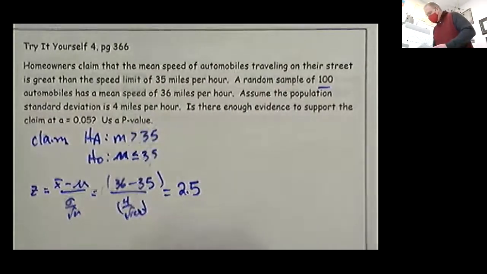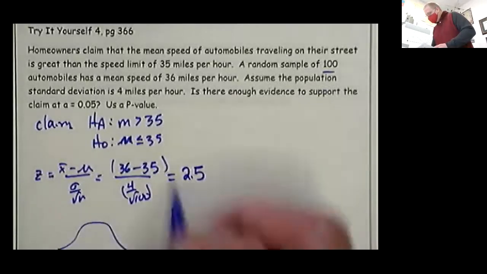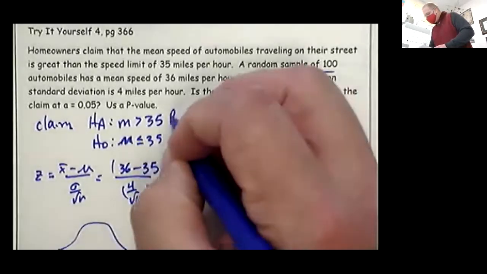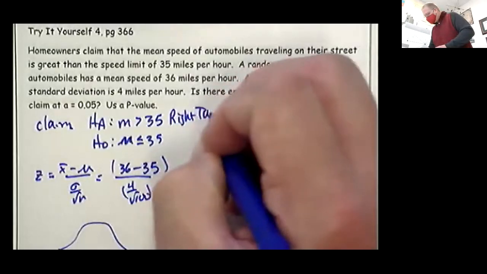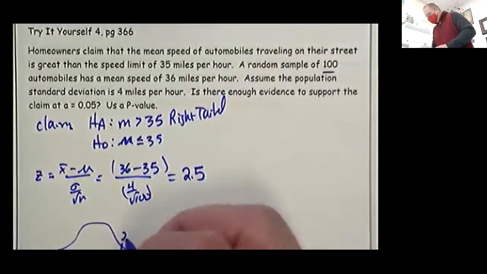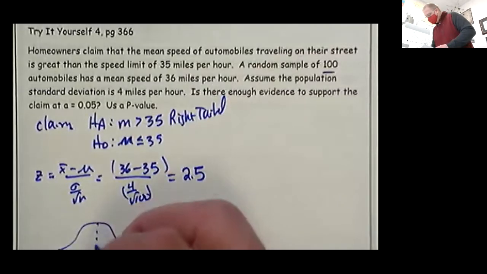Therefore, we want to look at our test because the alternative is going to the right. This is a right-tailed test. So we have a 2.5 to the right. There's our 0.